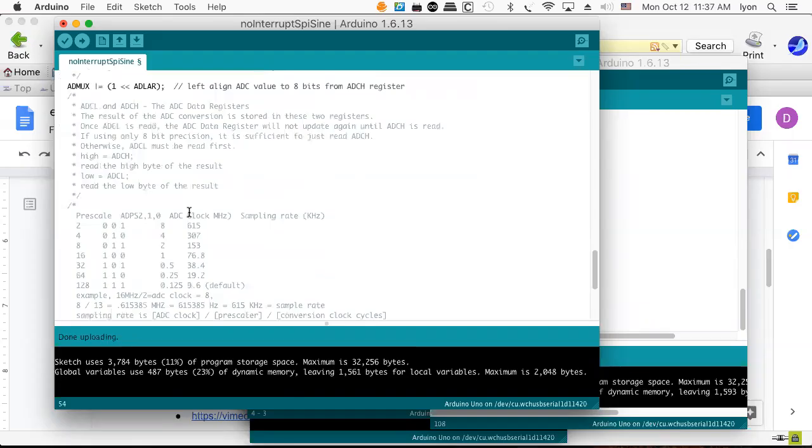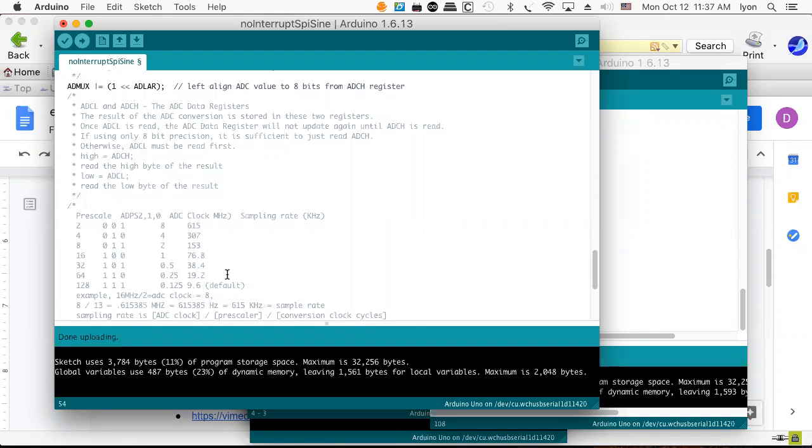What did we say we were going to go at? 9.6 kilohertz? So how are we getting that? That's 16 megahertz divided by 128. So that gives me a number of 125 kilohertz. 125 kilohertz divided by 13 gives me 9.6 kilohertz. 9.6 kilohertz times 10 to the 3. Oh, I got that wrong.